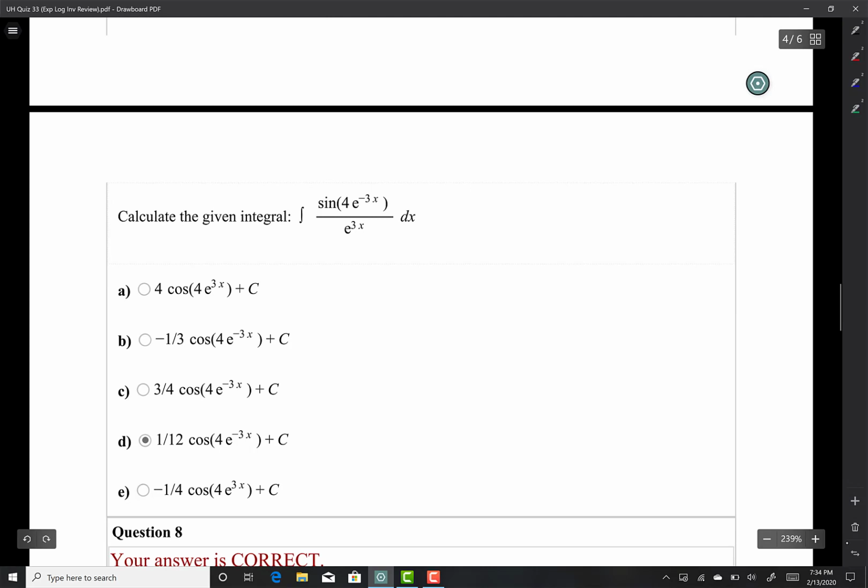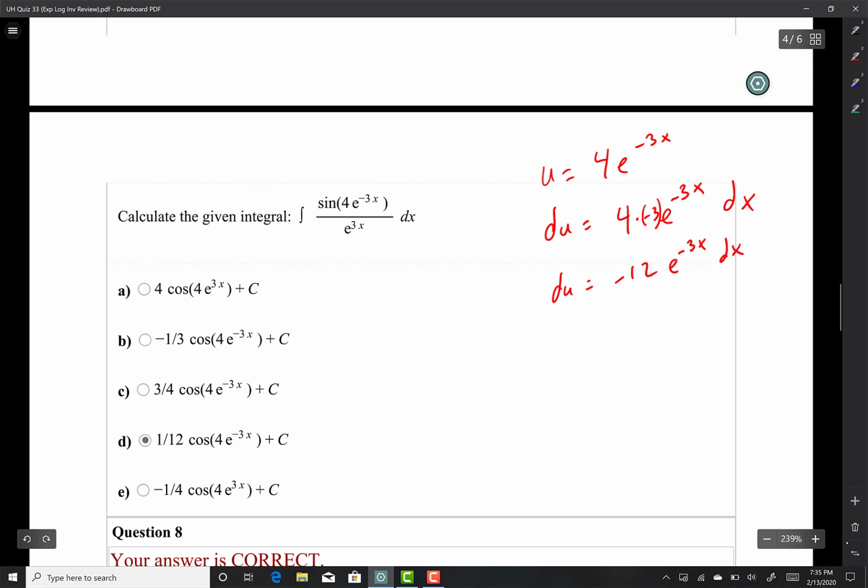All right, so at first glance, this one looks hard. But notice, you've got to observe, this e to the negative 3x is giving you a huge hint. So u must be 4e to the negative 3x. Why? Because du is going to be, let's see, 4, leave some space, e to the negative 3x times negative 3 dx on the side. So du is going to be equal to negative 12 e to the negative 3x dx.